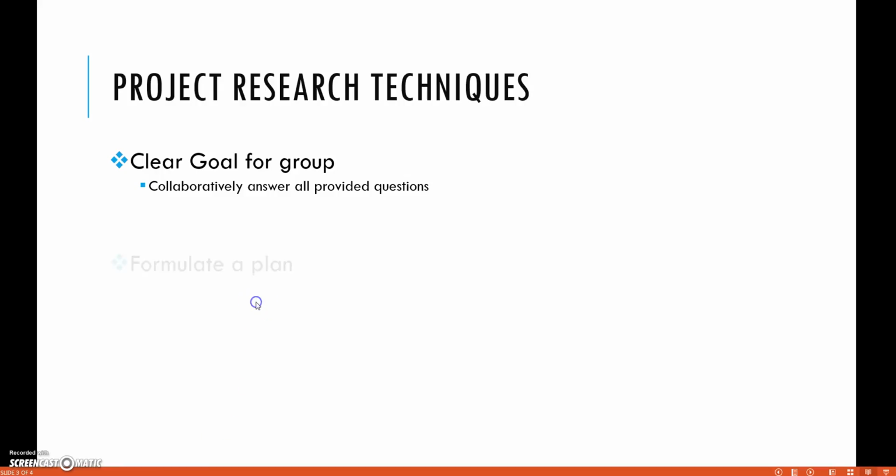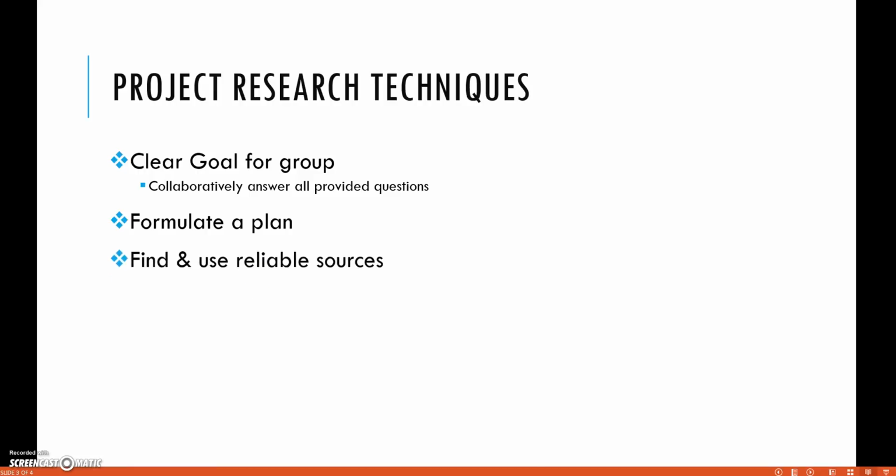Your next technique will be to formulate a plan. So now we know what our clear goal is. Now, how do we get to that goal? You might want to work separately. Each group member answers a couple of the questions on their own. You might want to work in pairs, or you might even want to work all together. One person researches, another person documents, another person helps the researcher, and so on. You can decide what is best for your group.